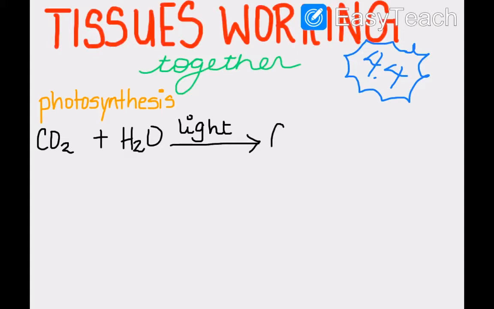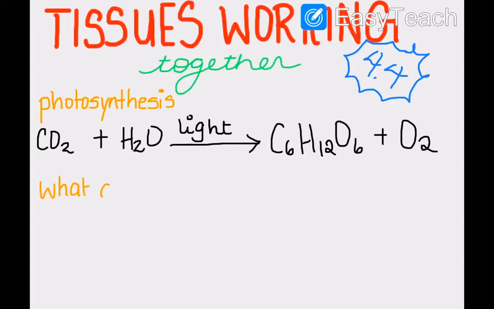and it produces C6H12O6, which is glucose, as well as O2, which is oxygen, right? So this is the formula for photosynthesis. And based off of this, it can tell us what plants need in order to do photosynthesis, right?